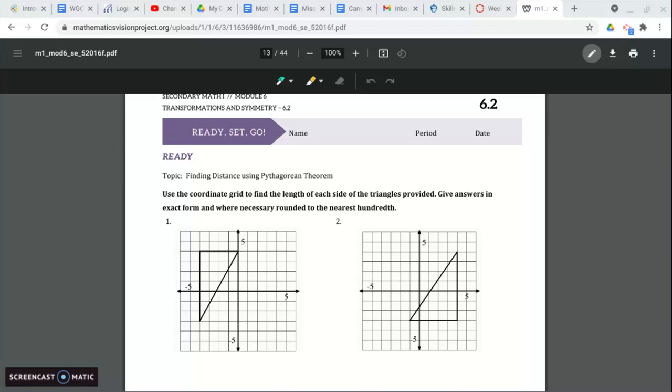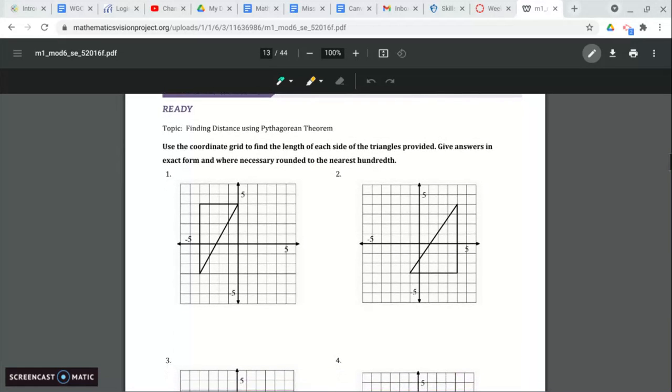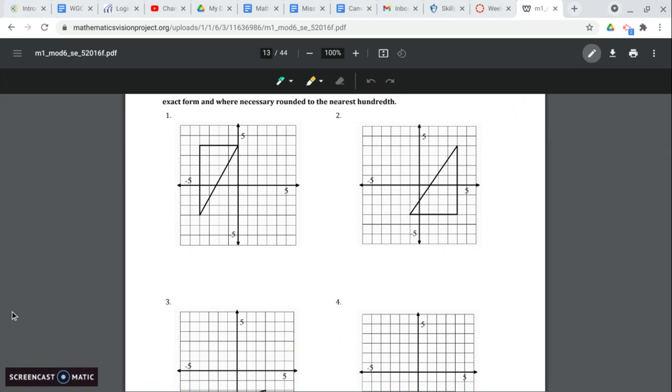So for this first part here, we're finding the distance using the Pythagorean theorem. Use the coordinate grid to find the length of each side of the triangles provided. Give answers in the exact form and, where necessary, round to the nearest hundredth. So for number 1, finding our side lengths.